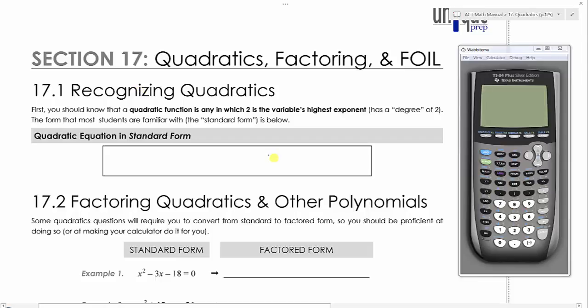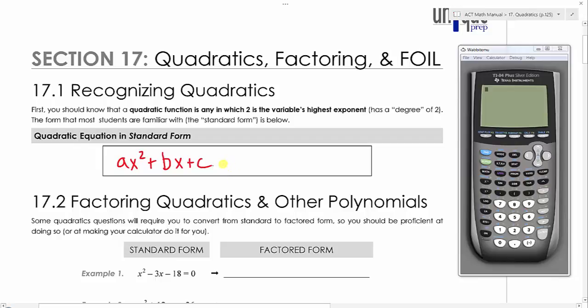So first of all, let's start with recognizing quadratics. Quadratics in the standard form look like this: ax squared plus bx plus c. You very frequently will see the equation being equal to 0. That would be the quadratic equation. A quadratic function would not have the equal 0 at the end. If you wrote that in pen, I apologize.